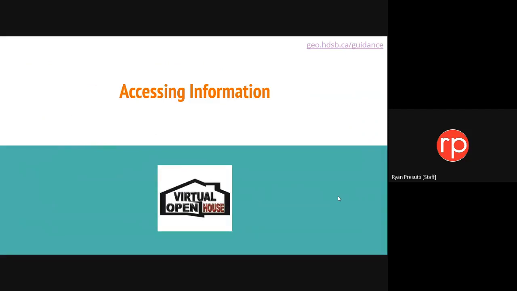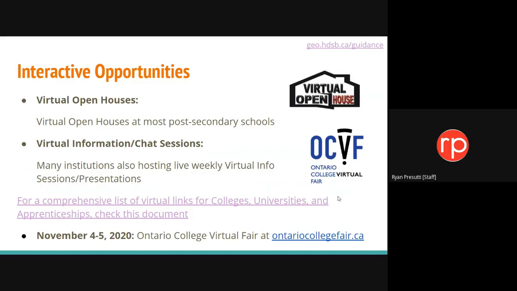When you access information this year, it's going to certainly be a lot different than it ever was before. There are way more virtual open houses and virtual information and chat sessions offered by colleges and universities, even apprenticeship programs at colleges. There is a comprehensive list of all the virtual links that we are aware of as of today for colleges, universities, and apprenticeships. If you click this link right here, we have also linked that on the timelines document as well, so you can access that.